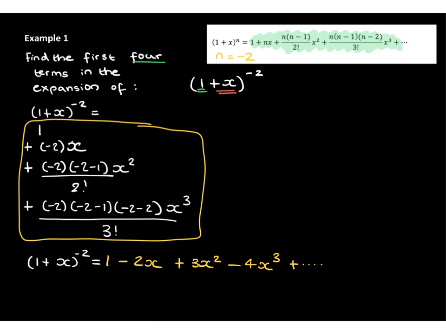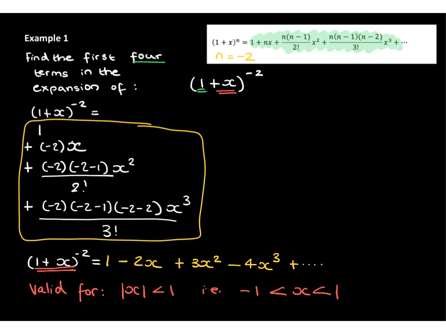Before we finalise our answer, we need to state the set of values for which this expansion is valid. How do we find that out? We look inside this bracket here, and this expansion is valid for mod x less than 1, i.e. for values of x which lie between -1 and 1. Now, this might seem unclear to begin with, but we will explore this properly in more detail later on.